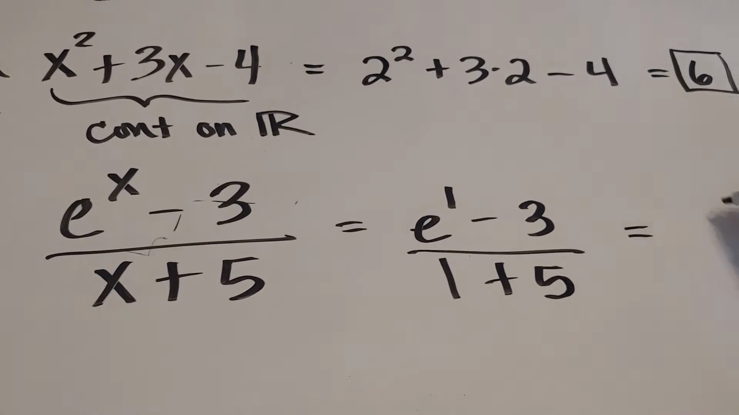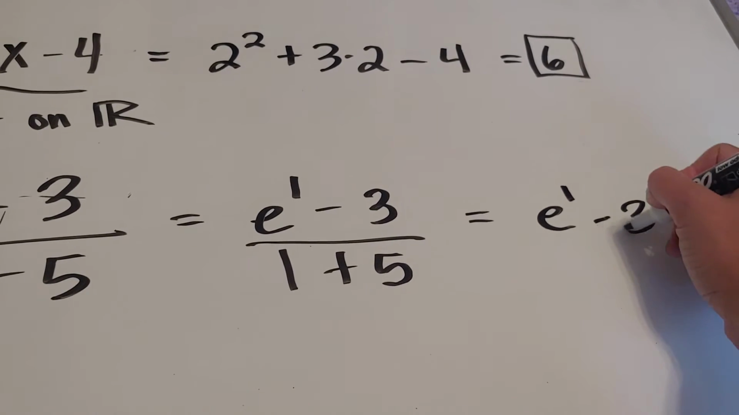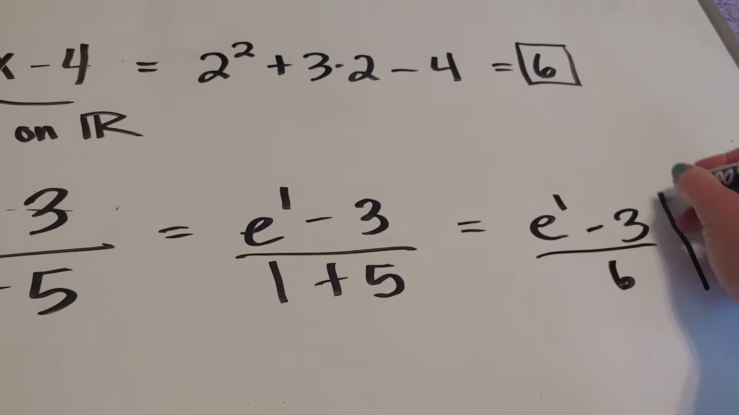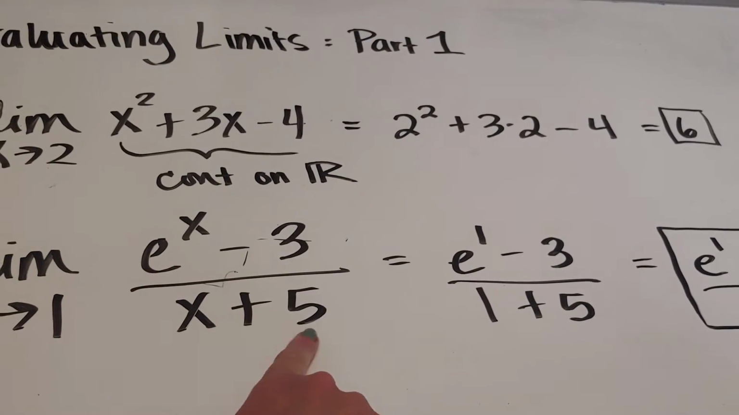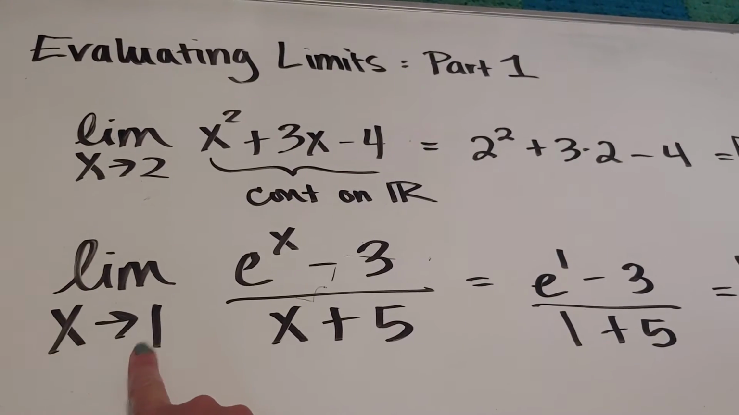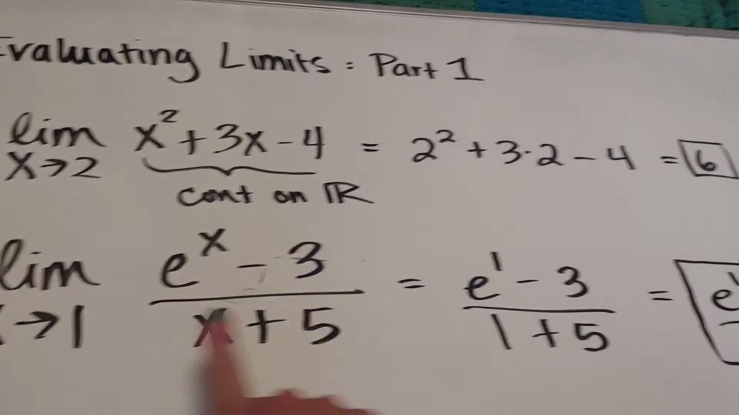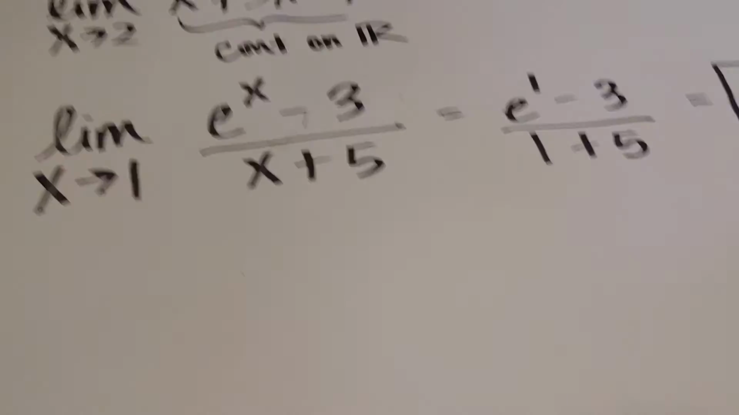So in this case, my answer would be e to the first minus 3 divided by 6, whatever that decimal equivalent is. Yes, this function will have a problem spot at -5, but that's not where I'm walking. It's continuous at x is 1. That's why I got an answer. All right, let's do one more. Maybe this one won't be as funky.